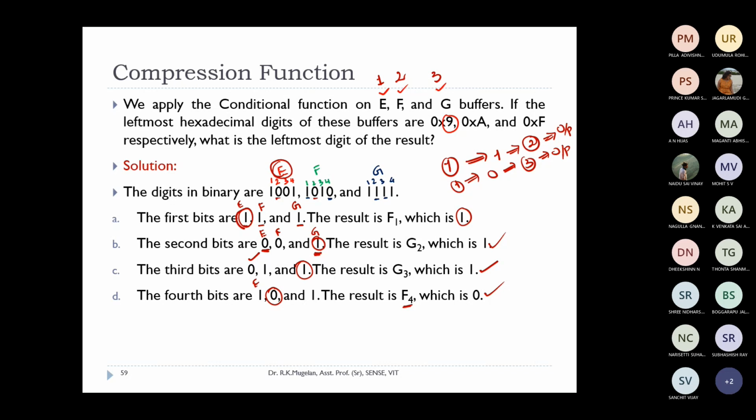Sir, if you have an 8-bit number, then again the numbering starts from the left only, right? 1, 2, 3, 4. Yes, yes. Okay, sir.